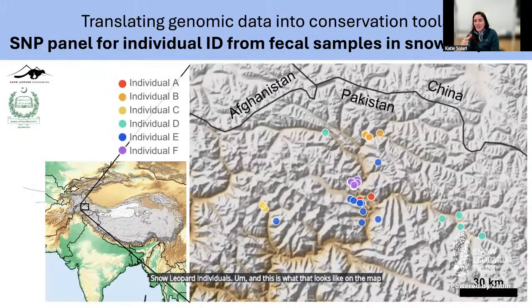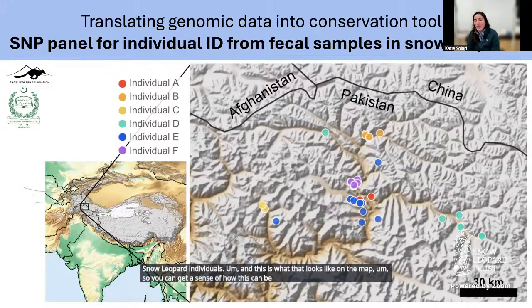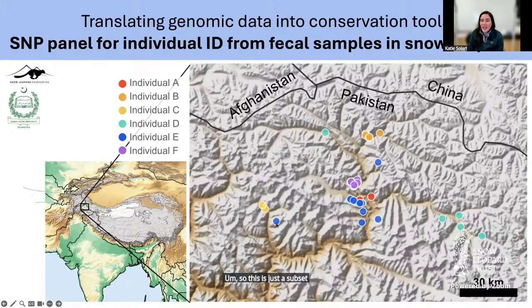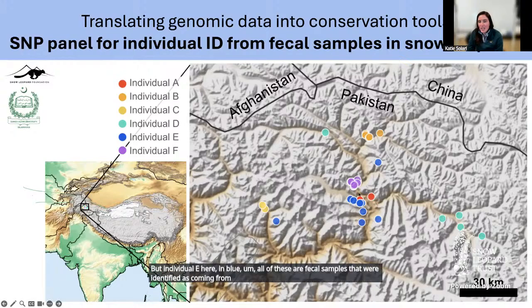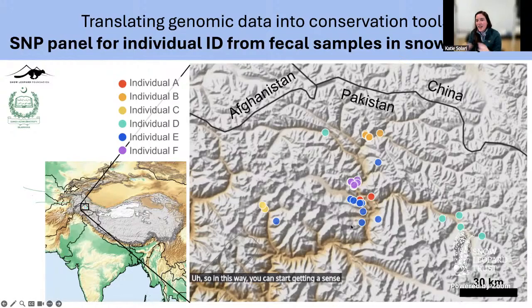So you can get a sense of how this can be informative for conservation efforts. So this is just a subset of our data. But individual E here in blue, all of these are fecal samples that were identified as coming from individual E. In purple here are all of the fecal samples identified as coming from individual F. So in this way, you can start getting a sense of the range of an individual.